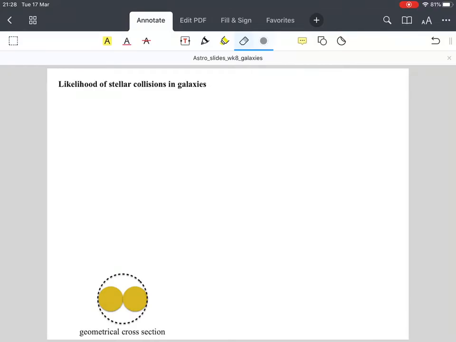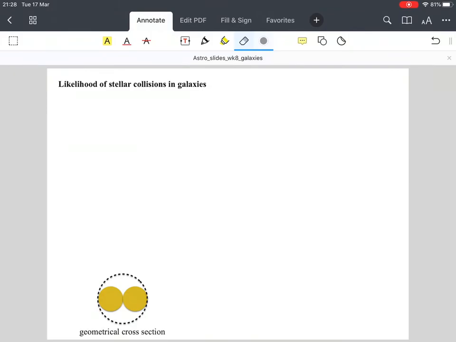Now we're going to zoom in to a galaxy, and an interesting question you might ask is how likely is it that this very large number of stars, something like 100 billion stars, run into each other, that they collide? And we're going to use a very useful way of looking at this, which is the mean free path. And I'll write out what that means.